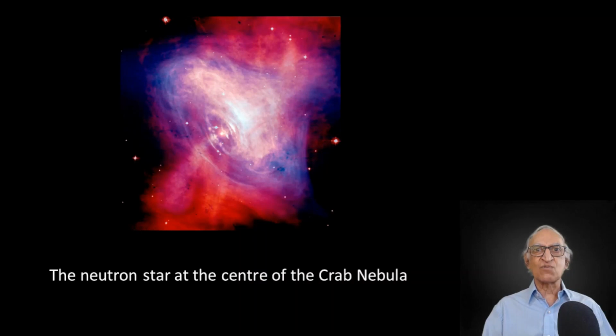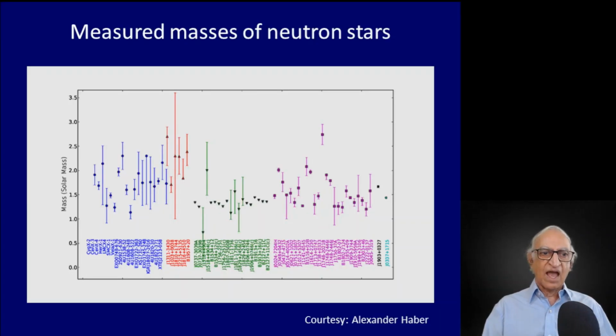The third prediction was that the masses of the neutron stars produced in supernova core collapse should be equal to the Chandrasekhar limiting mass of 1.4 times the mass of the Sun. And what I have shown here is the masses of many neutron stars plotted on the y-axis, and these are the various neutron stars of different systems. The error bars in the measurements are plotted, and here is 1.4 times the mass of the Sun.